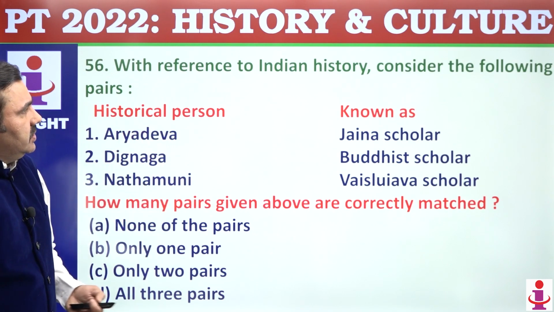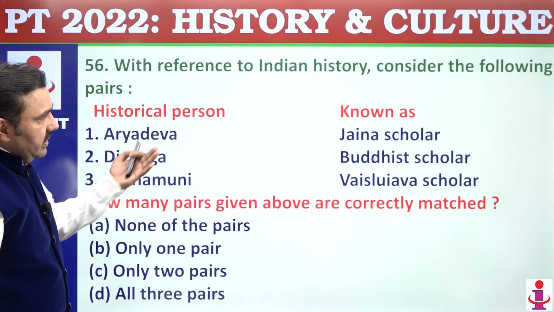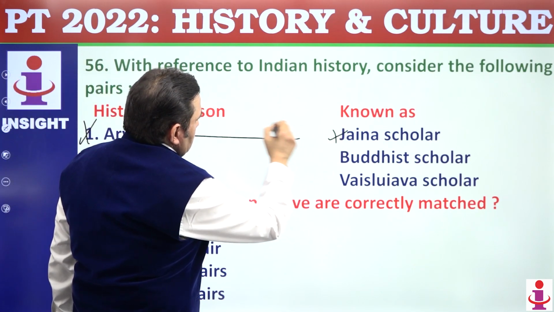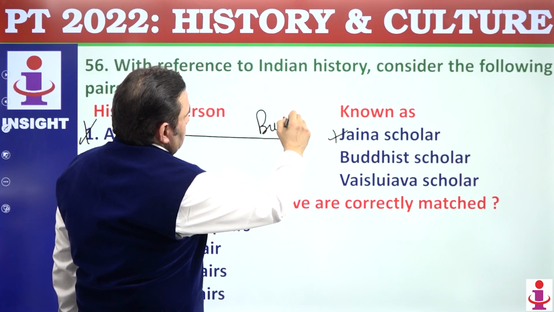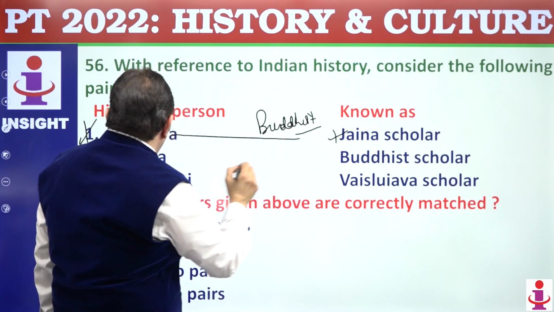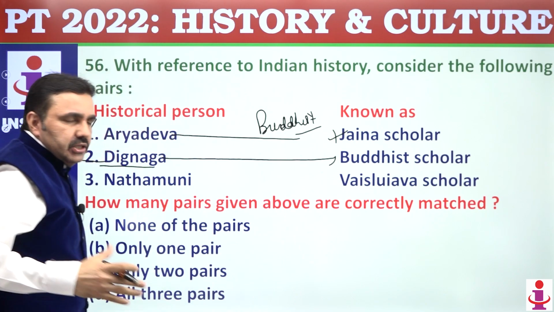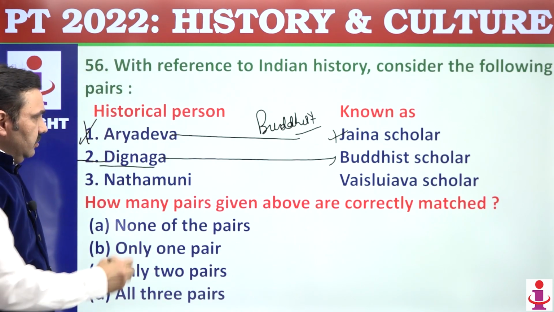56. With reference to Indian history, consider the following pairs. Aryadev, Jaina scholar. Aryadev was a Buddhist scholar, not a Jaina scholar. He was a Buddhist scholar. Dignag was a Buddhist scholar, related to the Madhyamika sect.